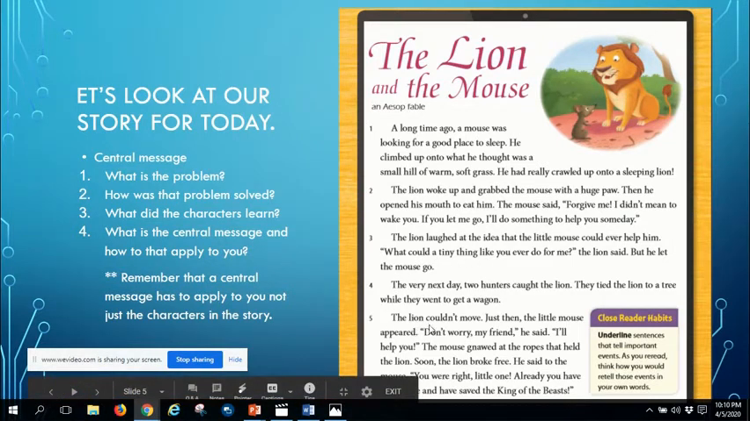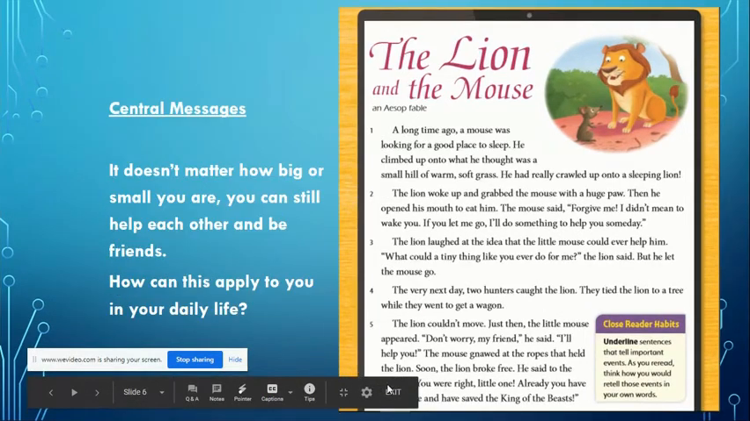So the lion couldn't move now. Just then, the little mouse appeared. "Don't worry, my friend," he said. "I will help you." The mouse gnawed at the ropes and held onto the lion. Soon the lion became free. "You are right, little one. You have proven yourself, and I have been saved by the king of the beasts."